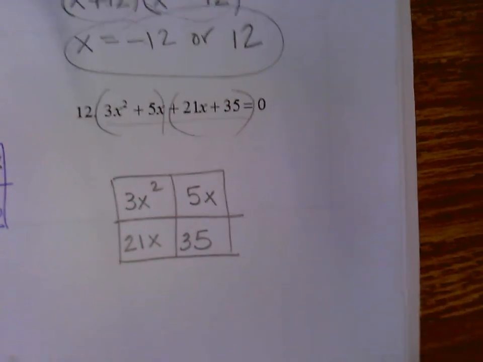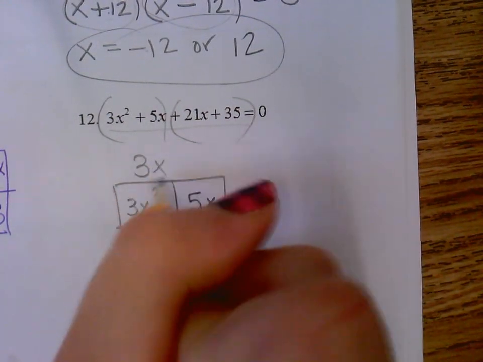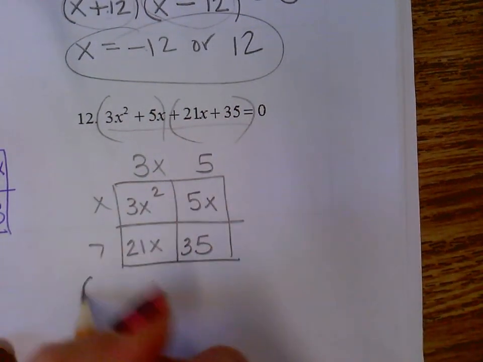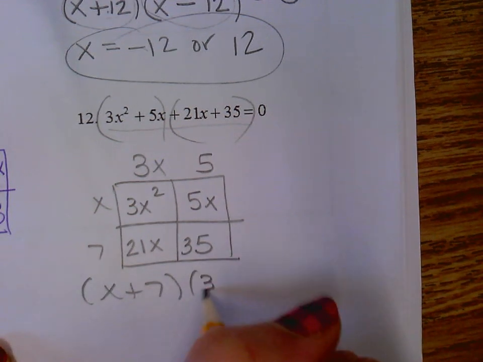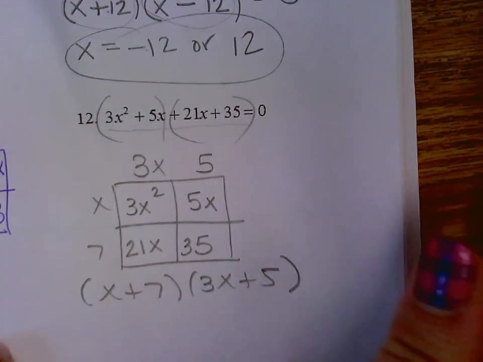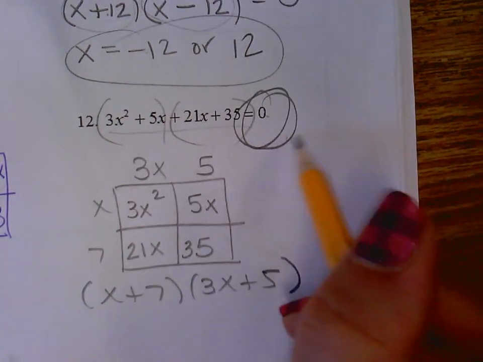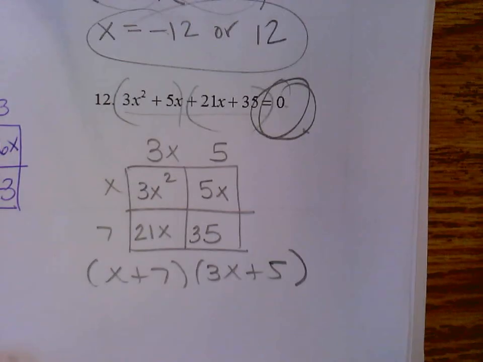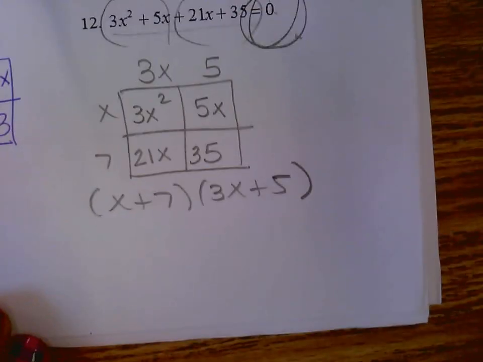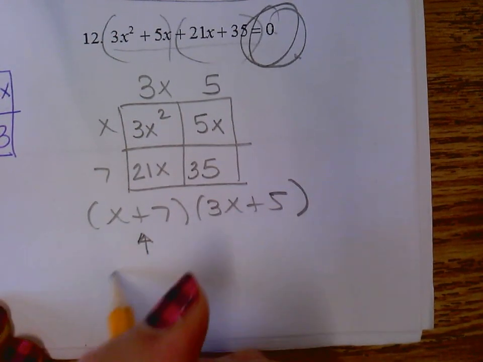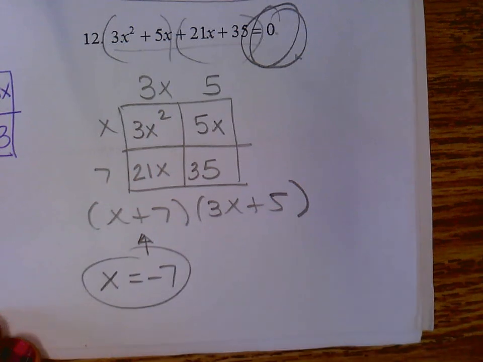So people got 3x, x, 5, and 7, right? So x plus 7 times 3x plus 5. So those are your binomials. But when it says equals 0 over here, they actually want you to find a solution. So here, that one's easy. x is just negative 7.